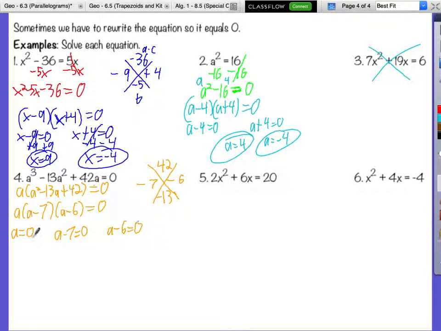Is this first equation already solved for us? Yes. Second equation, we add 7 and we get a equals 7. Third equation, we add 6 and we get a equals 6. So once again, we check, hey, we should have 3 answers. We have 3 answers.